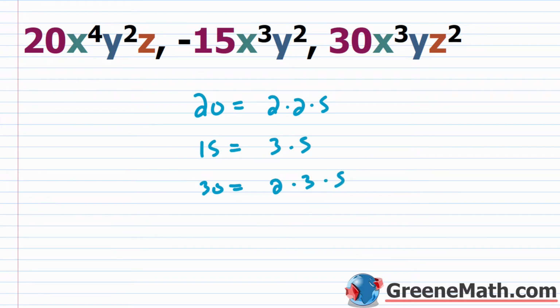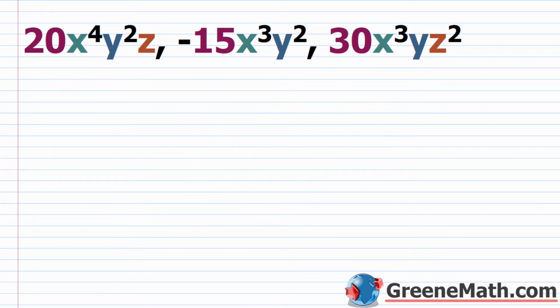Okay, so what's common to everything? Does everything have a 2? No. Does everything have a 3? No. Does everything have a 5? Yes. There's a 5 there, and there, and there. So my GCF, or my greatest common factor, would be a 5. So for the number part, or the coefficient of this guy, it's going to be 5.